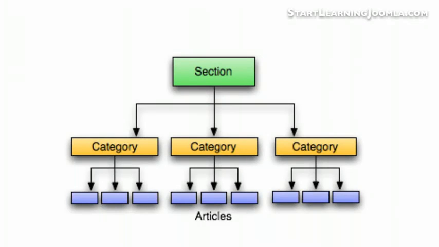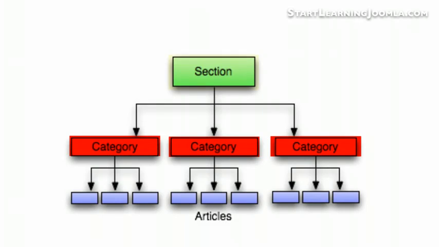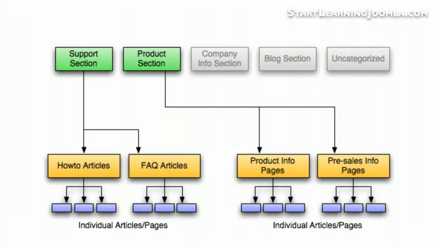This might not perfectly match how your menus are laid out, but simply the major top-level breakdown of your content. Categories allow you to break up sections into more detail. For example, your support section may have FAQ articles, how-tos, white paper download pages, etc. We would simply create categories for each of these under the support section.